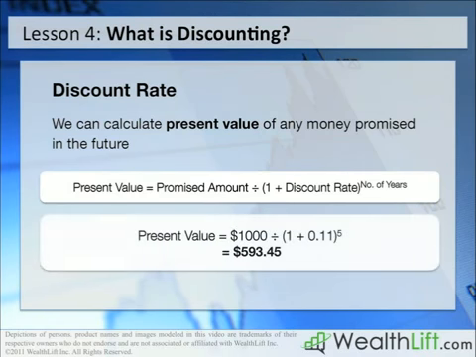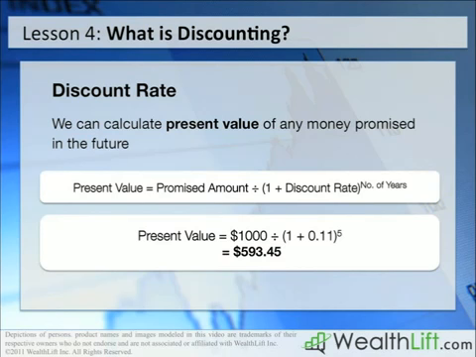For example, if I am promised $1,000 in 5 years, and I put a discount rate of 11% on this promise, the present value of that $1,000 is $1,000 divided by 1 plus 0.11 raised to the power of 5 years. As we expect from discounting, the present value of $593.45 is less than the promised future value of $1,000.